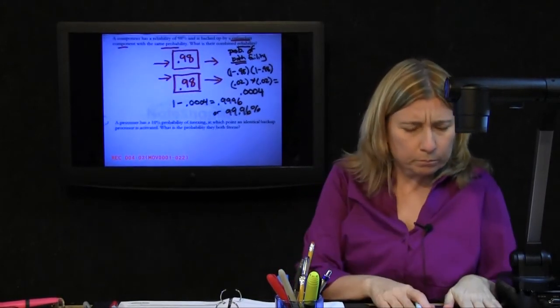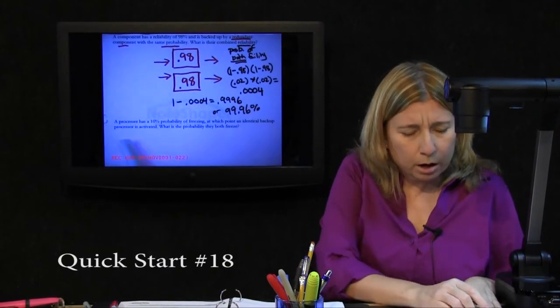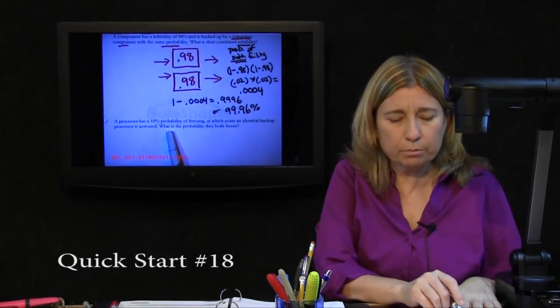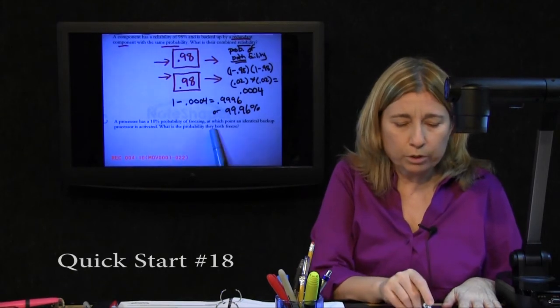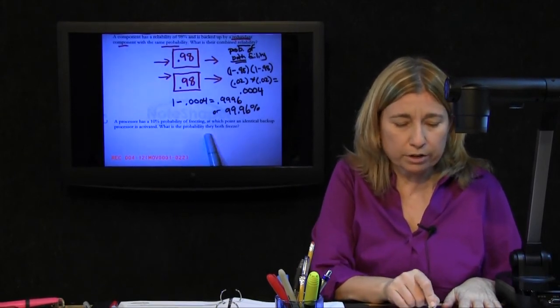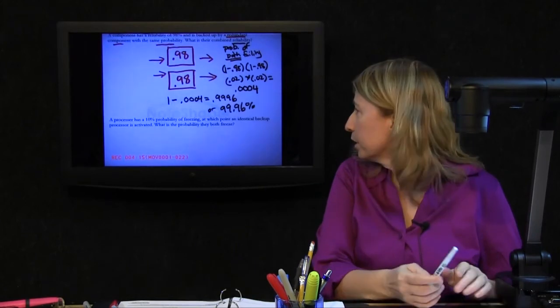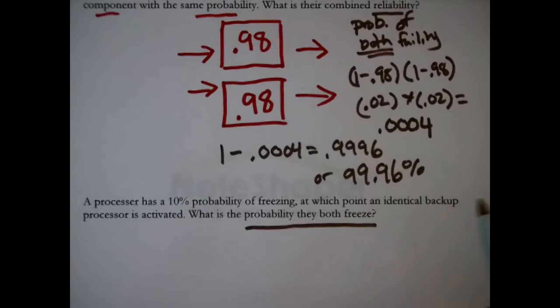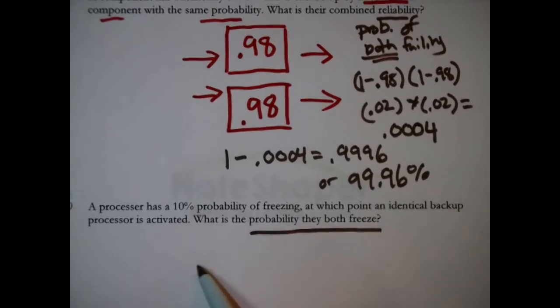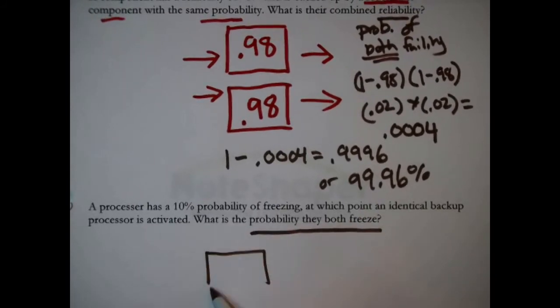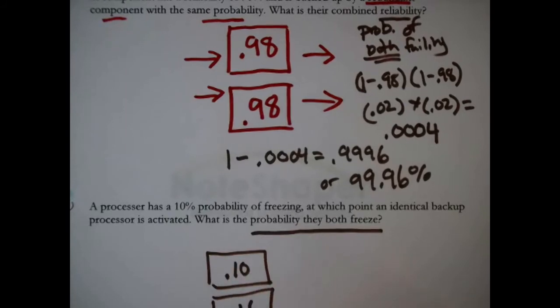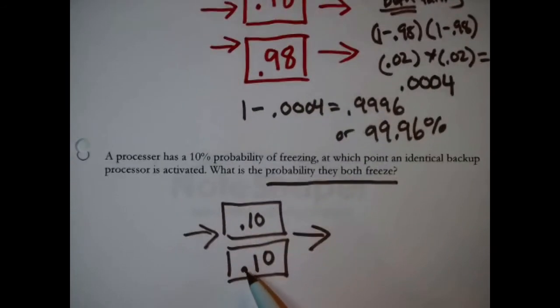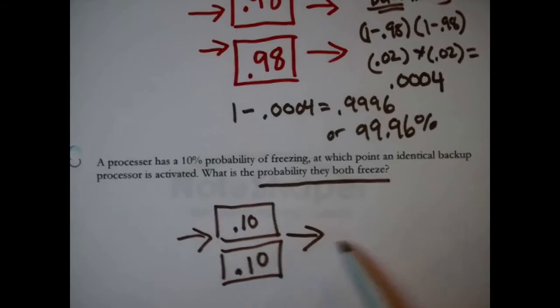Now, similarly, a processor has a 10% probability of freezing, at which point an identical backup processor is activated. What is the probability that they both freeze? This is actually an easier question than before because it's a similar system. You could draw this with the 10%, but you have to be careful. This is the probability of failure. What's the probability that they both freeze?